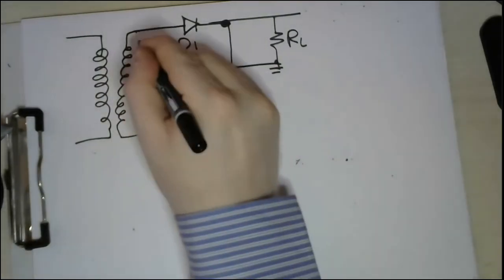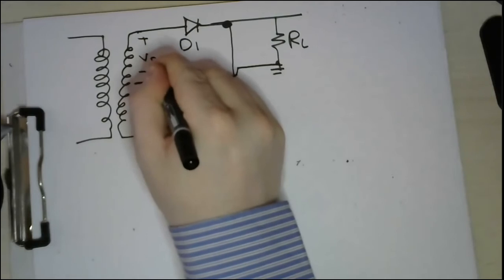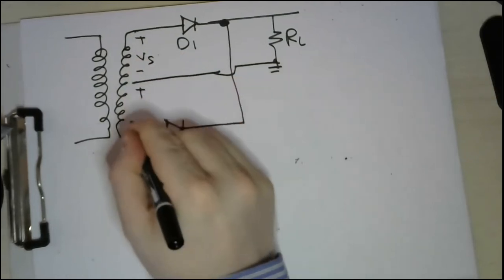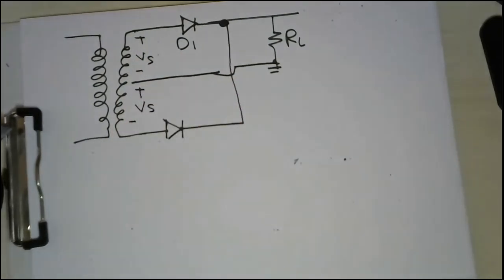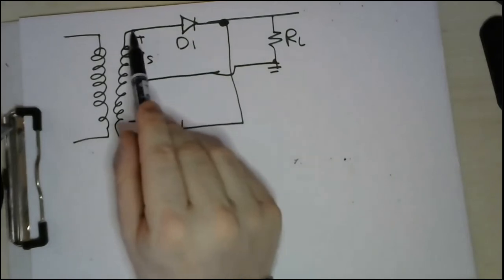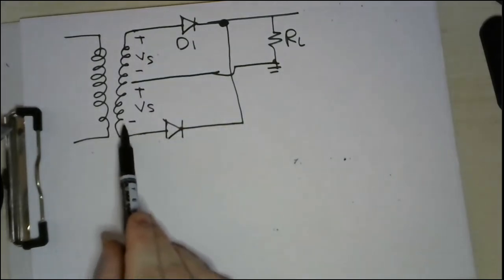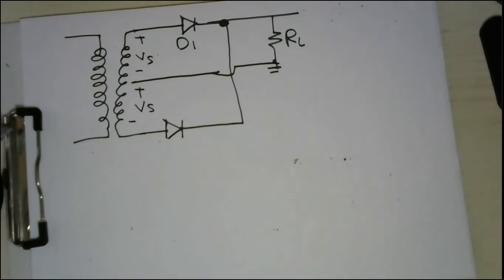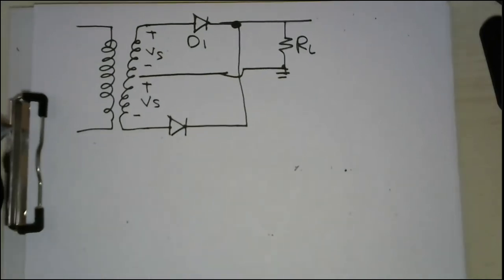The voltage here is plus minus Vs, and the voltage here is plus minus Vs. But please take care that now this terminal is connected to the positive, and this terminal is connected to the negative. Okay. So, how will this circuit start to work? Let's see.